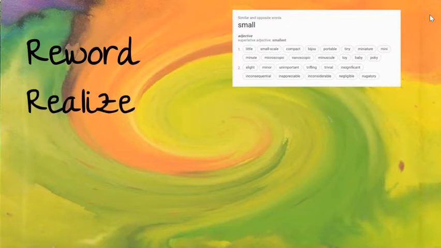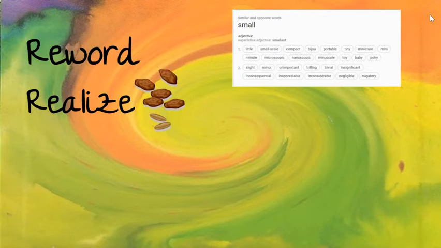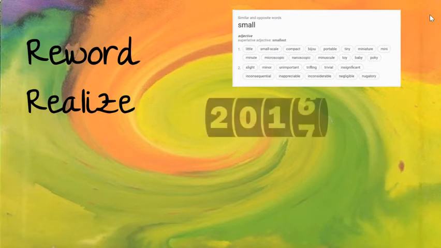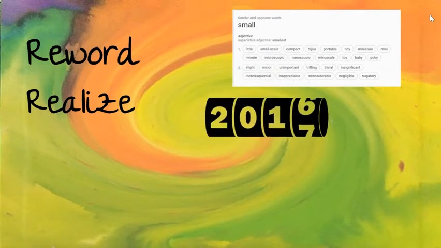Next up, realize not all words can be reworded or replaced. For example, we don't want to change the names of places or people. We also don't want to be rewriting history and changing the dates. Wait, not that kind of dates. Yeah, that kind of dates.